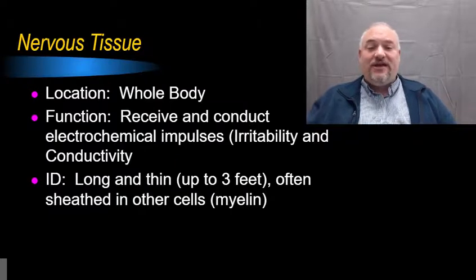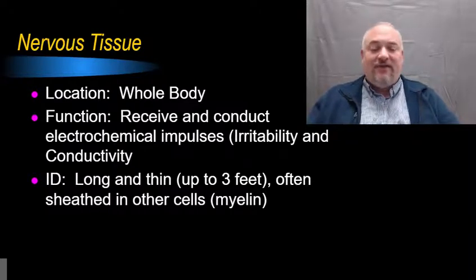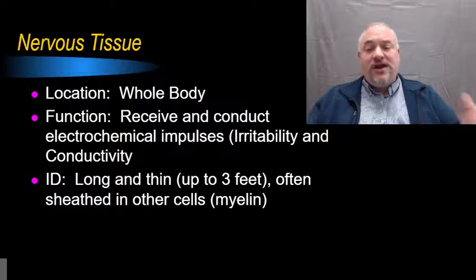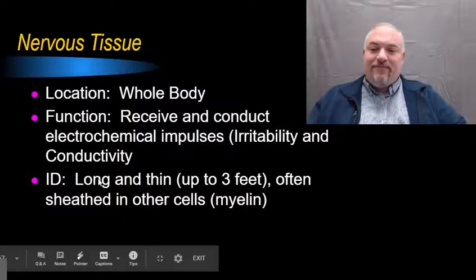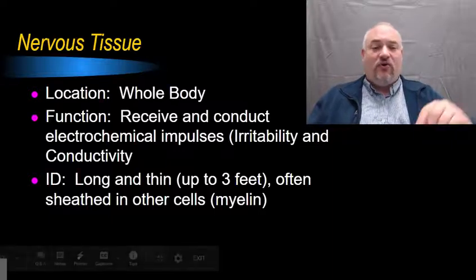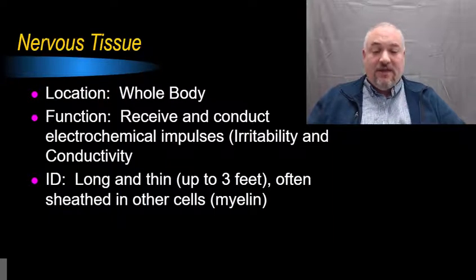So if they get squished or they get hot or they get photons of light hitting them in the rods and cones in the eye, they will then generate an electrical signal, conductivity, to send that message on to the next nerve or the muscle or whatever it is hooked up to.